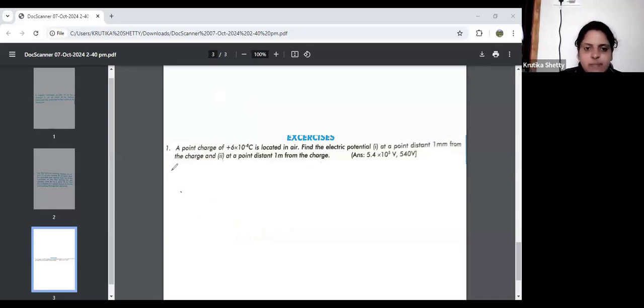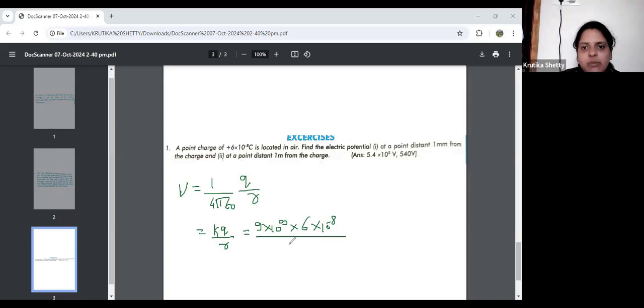I am just writing the answer here. See, the potential is equal to 1 upon 4 pi epsilon naught Q by R, or simply write this as KQ by R. So K value is how much? It is 9 into 10 raised to 9, into the charge value given, that is 6 into 10 raised to minus 8, upon the R value. So R value is how much here, students? 1 millimeter. So 1 millimeter is 10 raised to minus 3 meter. So this is the first simplification.